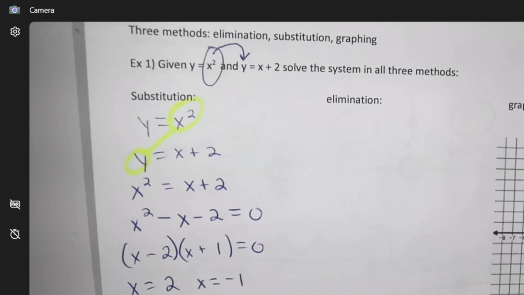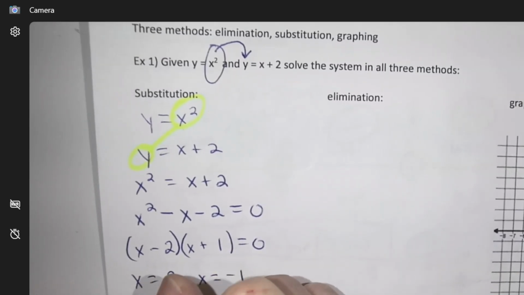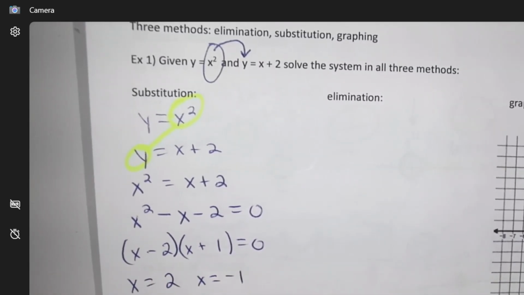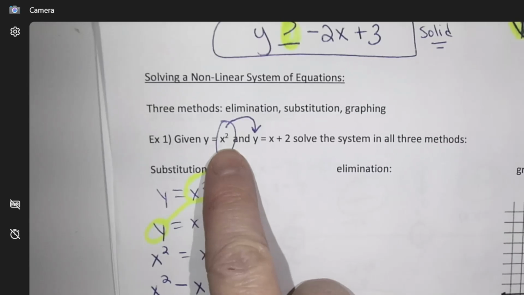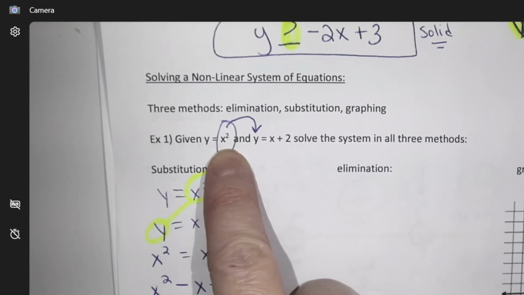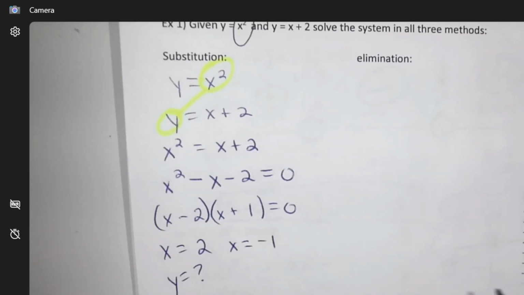Okay, so whenever we're solving a system of equations, you should understand your last step. No matter which method between substitution and elimination, your last step is always a plug-in step. Okay? So if x was 2, what would y be? Can you figure that out for me? You go back and plug it in. Does it matter where you plug it in? No. So for instance, if I plug it in here, what's 2 squared? 4. If I plug it in here, what's 2 plus 2? 4. So it doesn't matter where you plug it in.